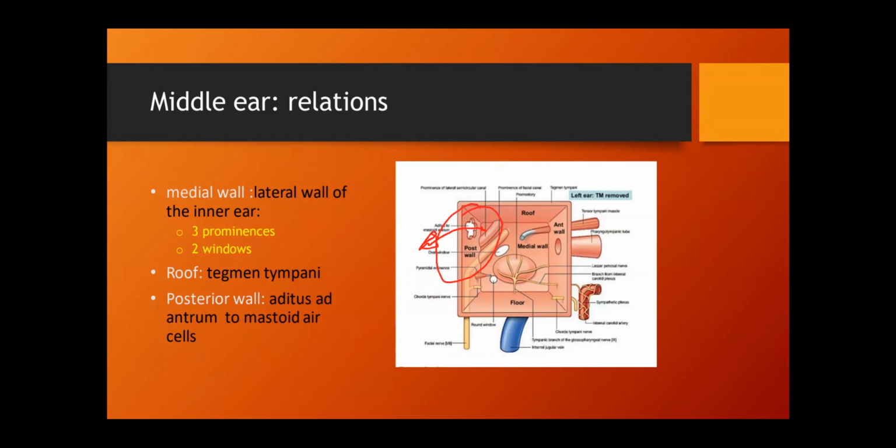While what we have else is the medial wall, which is the lateral wall of the inner ear. It has 3 prominences and 2 windows. The large prominence is the promontory for the cochlea, and in the upper and posterior part is the prominence for the lateral semicircular canal, and between them is the prominence for the facial canal through which the facial nerve passes.